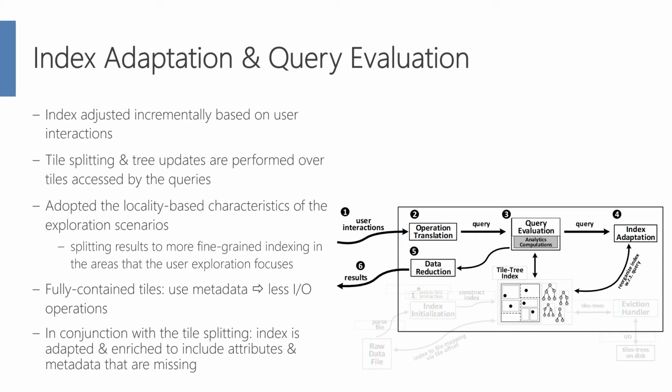We do that by splitting large tiles into smaller ones and reorganizing the objects such that metadata can refer to smaller areas. This allows subsequent queries to fully contain tiles, avoiding the comparison of the query intervals with every single object. Also, we reorganize the levels of the trees in order to include attributes that the user requests but were not previously included in the index. All these adaptations to the index are made in the areas the user explores, and so the overall memory footprint of the index can be kept small.